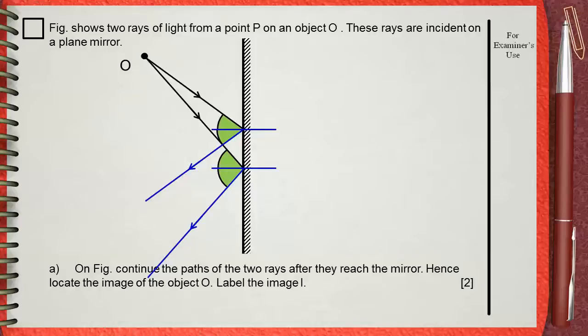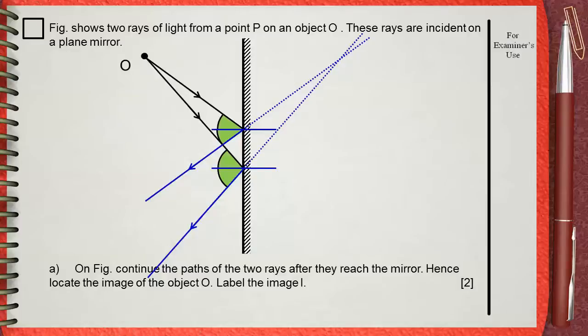Now we are going to make extensions for the reflected rays. And remember, reflected rays, not the incident rays. So, when we make an extension back into the mirror for the first ray, this is what we get. And this is an extension for the second reflected ray.